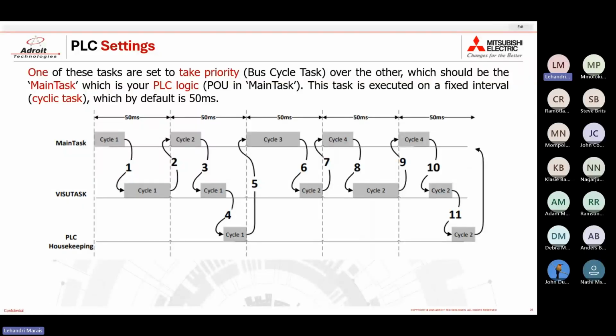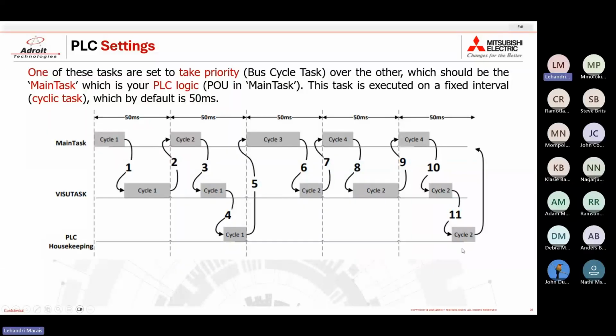As you recall, we set our main task to be our bus cycle task. As such, our main task is a cyclic task and is also the task that takes the highest priority. The fact that the main task now is cyclic means that it is executed on a fixed interval, which by default is 50 milliseconds.